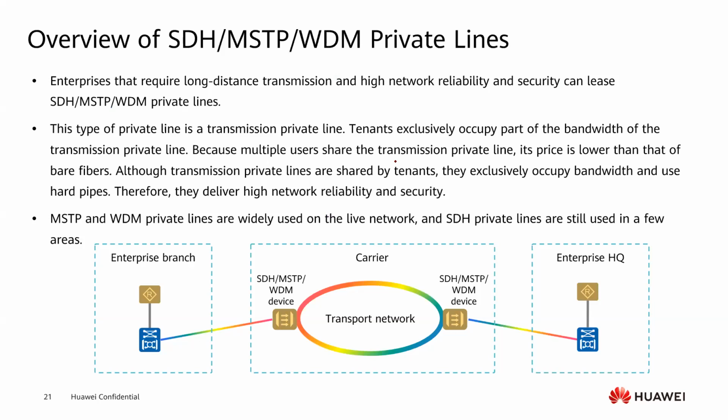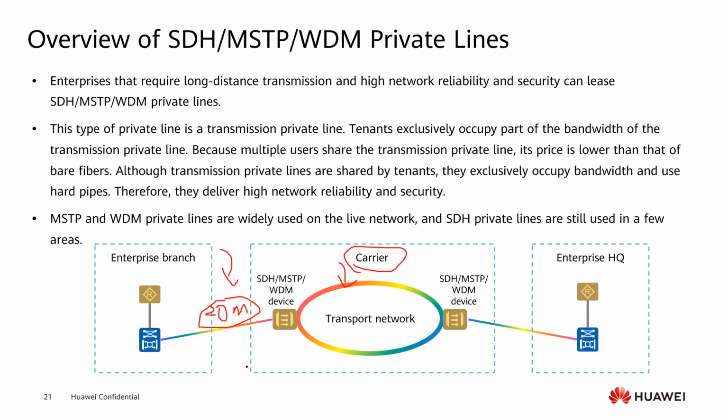So another one is the transmission private line. Transmission private line means that you purchase a private line, for example 20 megabits. Those kinds of private lines you purchase based on the speed, because the fiber resources inside the carrier are shared with others.